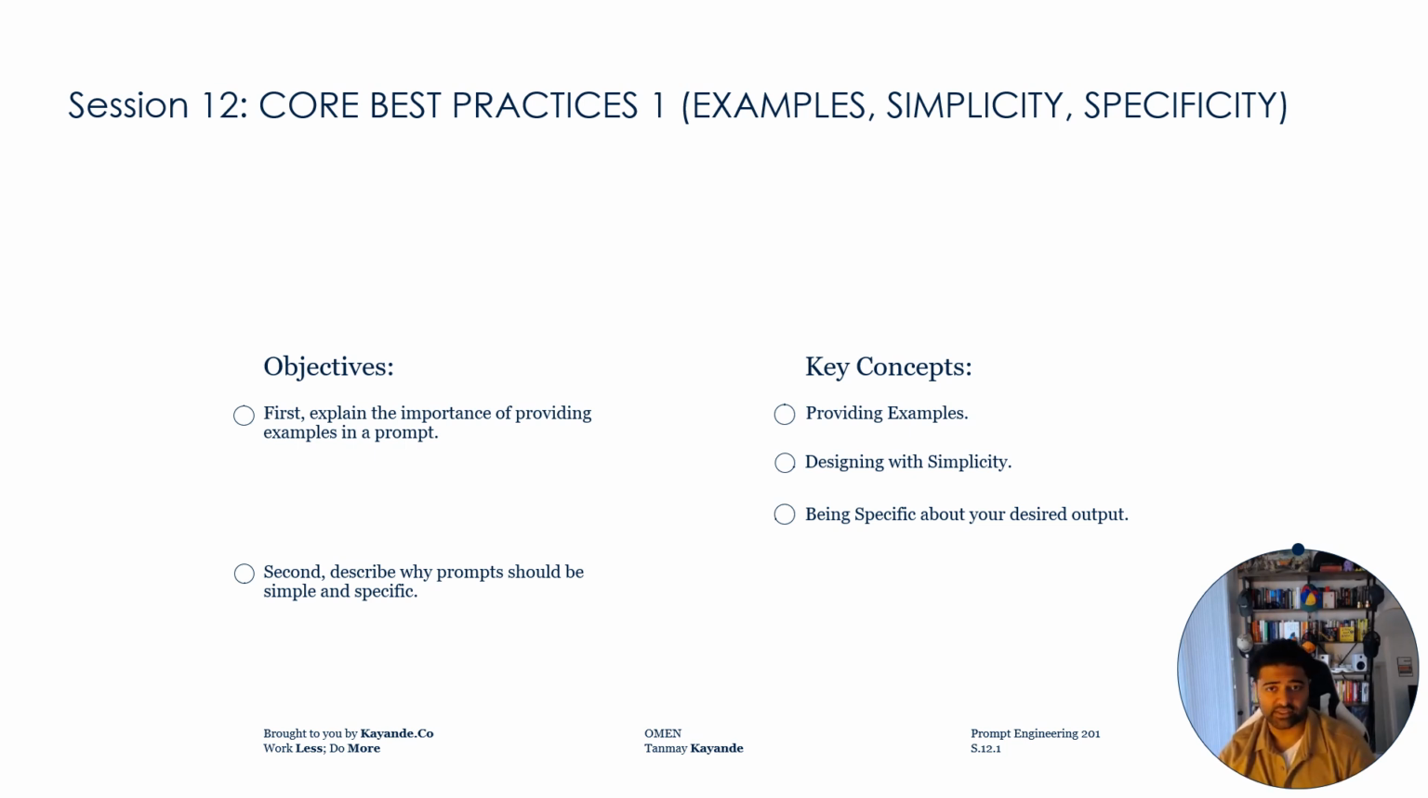By the end of this session, you'll be able to first explain the importance of providing examples in the prompt, second, describe why the prompt should be simple and specific. Today, we're focusing on three fundamental best practices that form the bedrock for good prompt engineering: providing examples, designing with simplicity, and being specific about your desired output. If you're following along with the white paper, this is between pages 54 to 56.